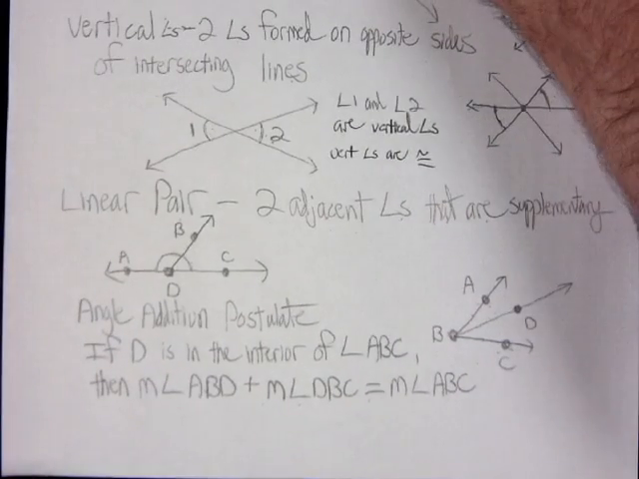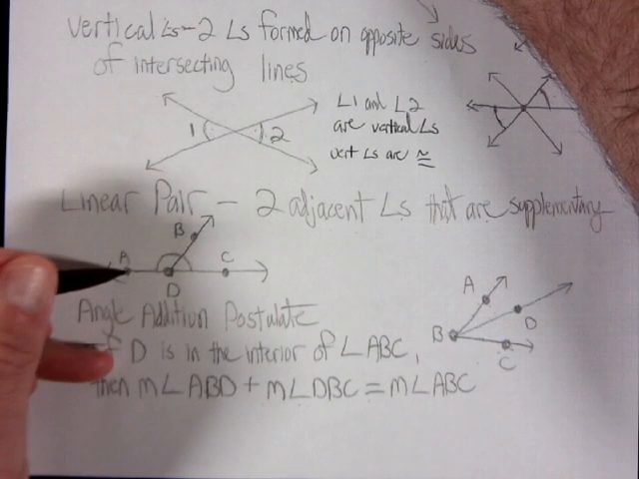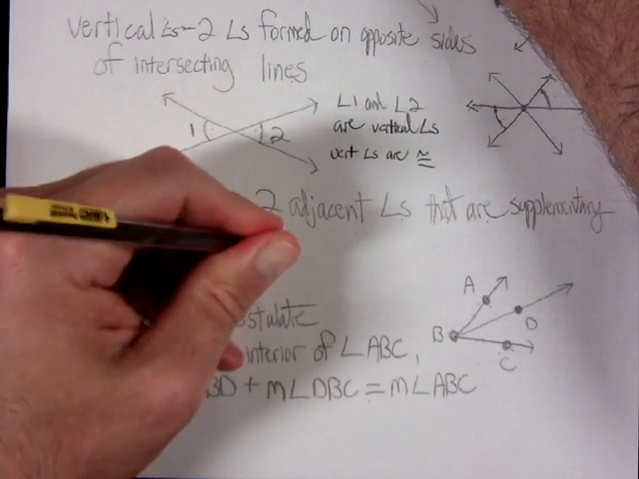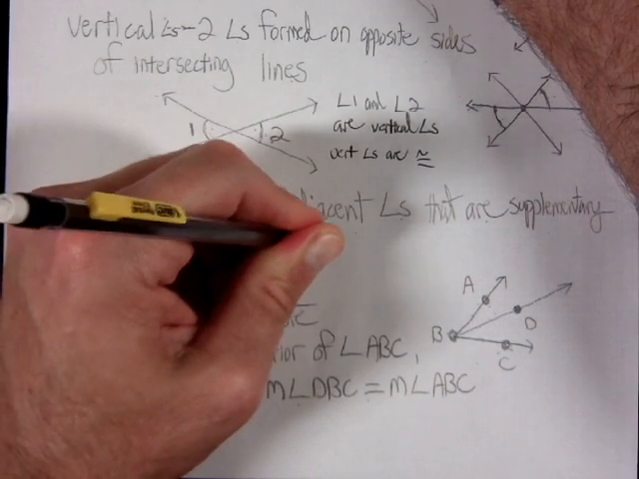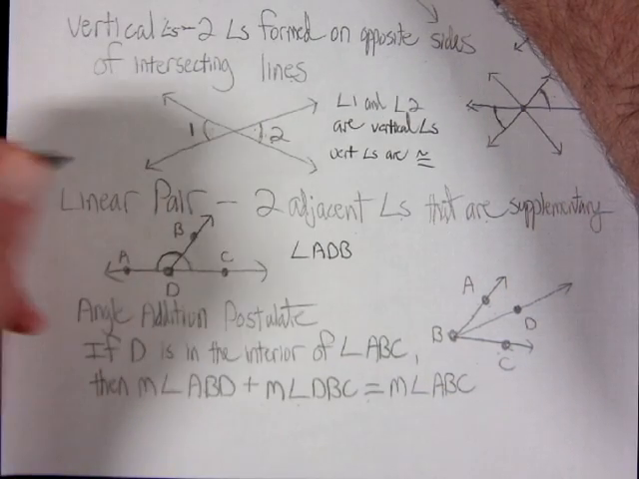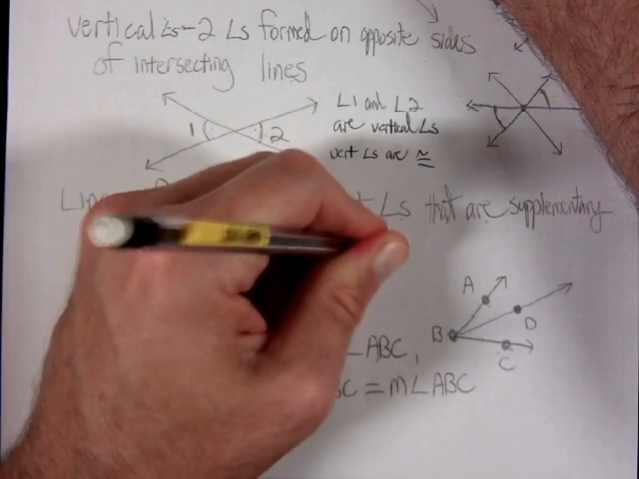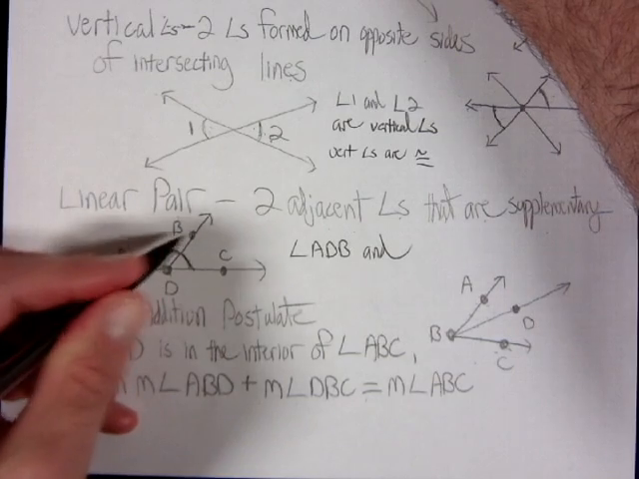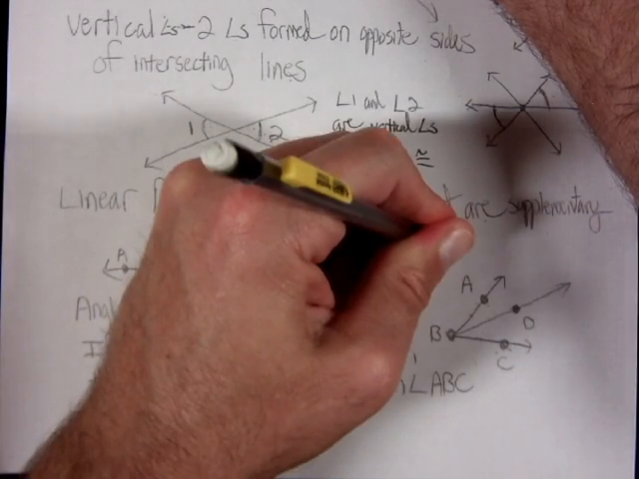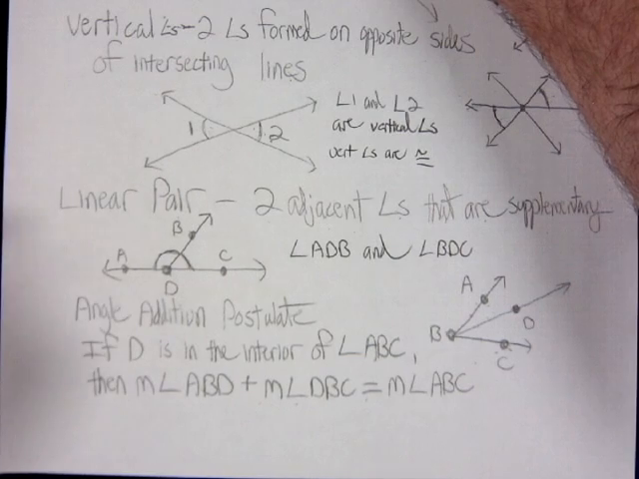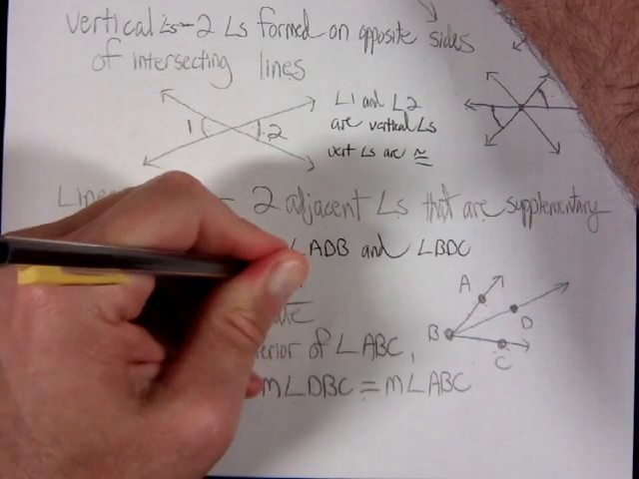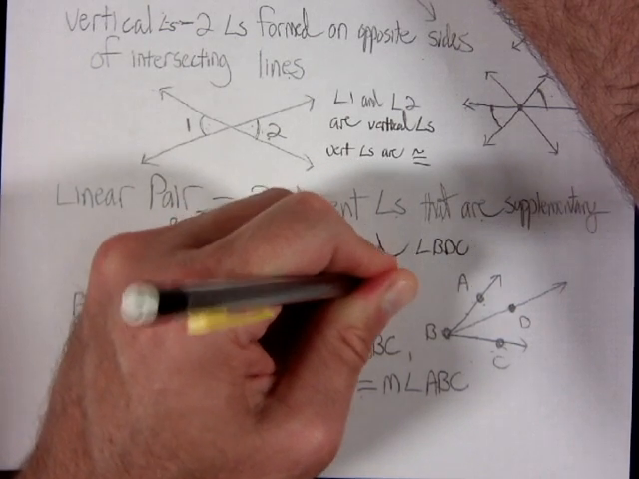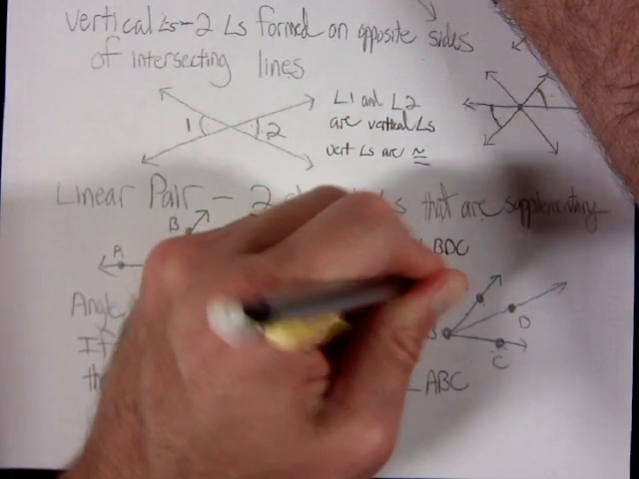So for example, angle ADB, from here to here, and angle BDC, from here to here, form a linear pair.